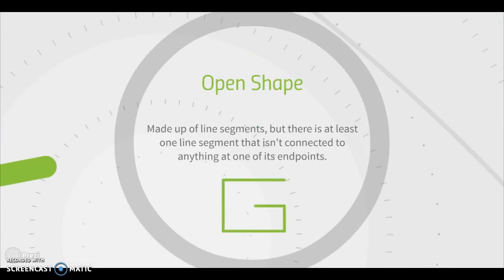Open shapes are those that are made up of line segments, but where there is at least one line segment that isn't connected to anything at one of its endpoints. Another way to check if a shape is open or not is if you could pour water into it, and when you turn it, would water come out or not? If water would come out, then it is an open shape. If water would stay within the shape, then it is a closed shape.